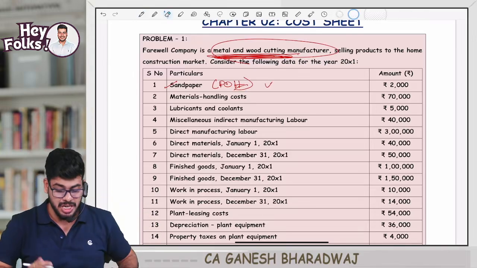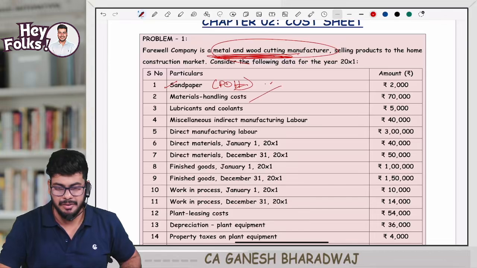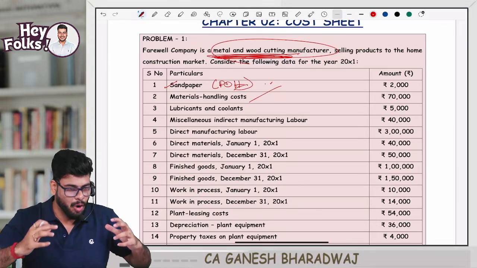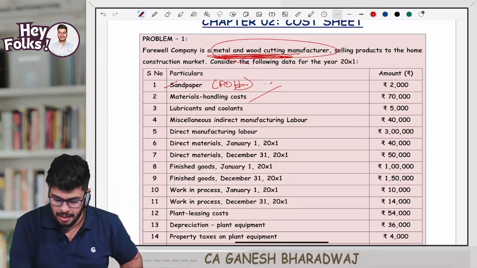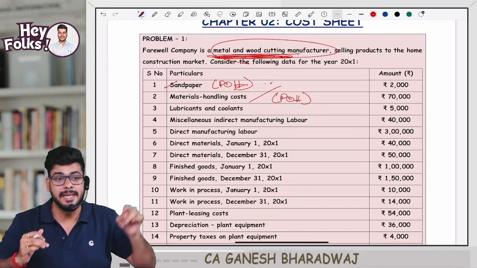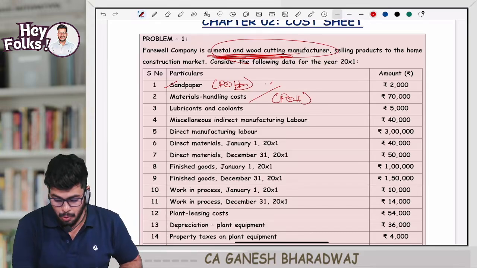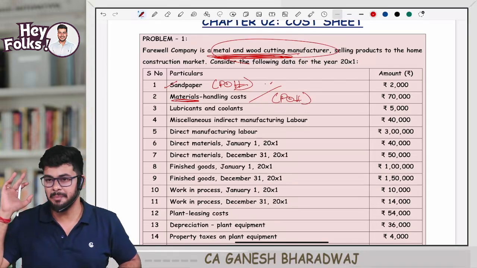Clear with this? Now you tell me, material handling cost, where will it come? Where will it come? Purchases? No. I wanted to create this doubt and then I wanted to solve it. Material handling cost, someone said production overheads is the right answer. The reason why I created this doubt and I'm solving it is because the moment students read material, they come to a conclusion that it is a material related cost.